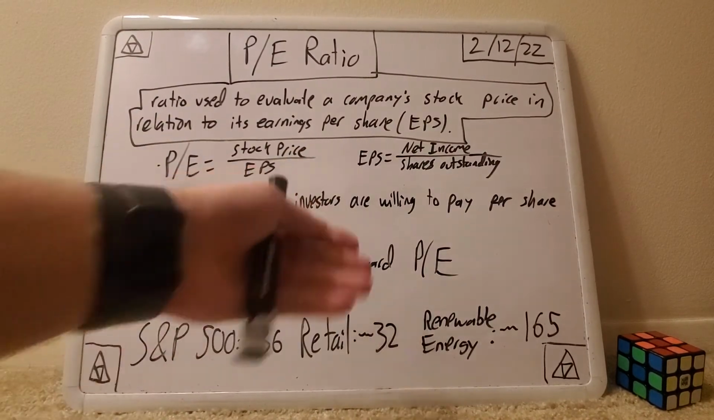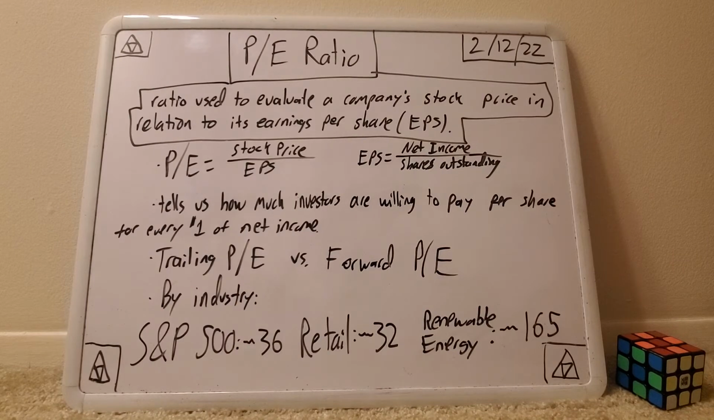And the forward PE uses the company's projected earnings per share. So it's an expected net income that the company is expected to generate based on a lot of analysis. That expected net income is used in the equation instead, and then you can develop the PE ratio using those expected earnings. And then lastly, you just want to break down the PE ratio by industry.